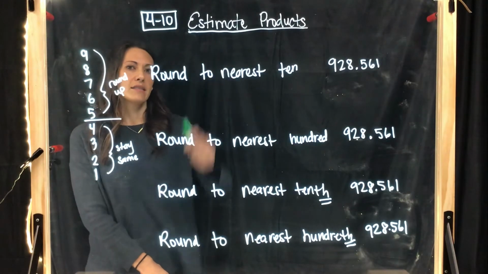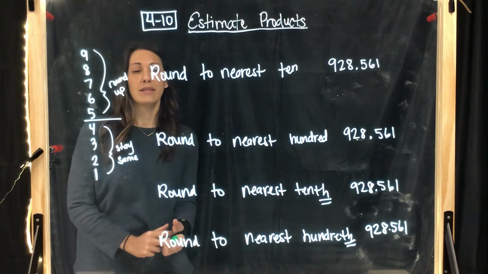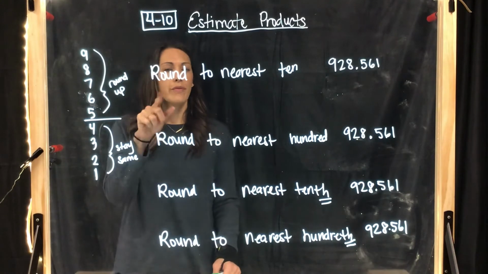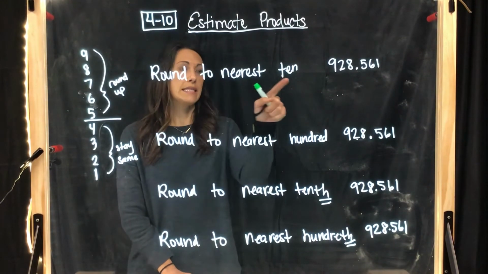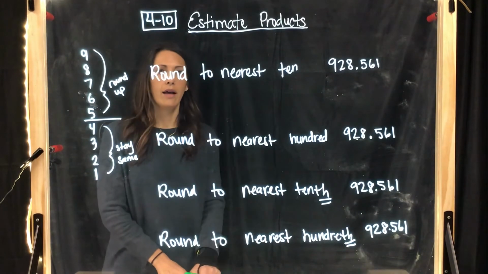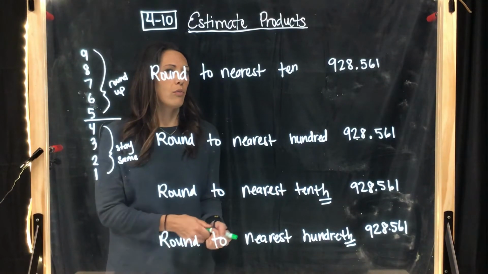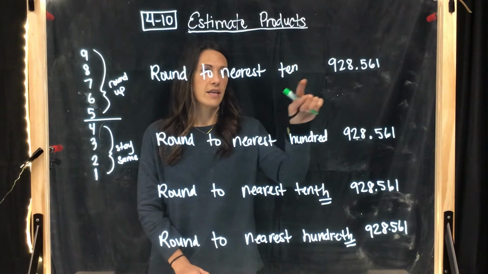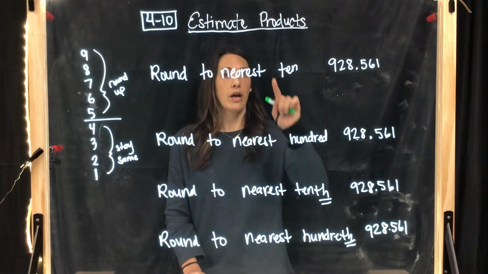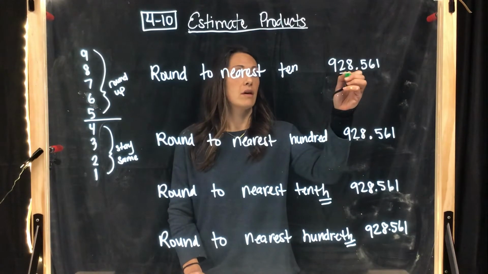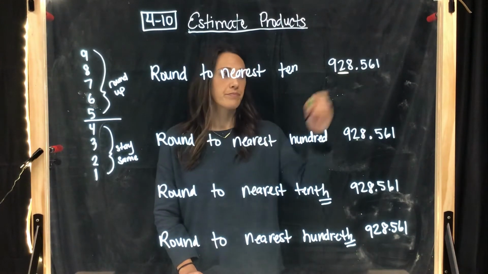Whenever you're being asked to estimate, that's the same as rounding, okay? So let's review the rules for rounding. Round to the nearest 10 is the first problem. Whatever it's asking you to do, you underline what it's asking. You should underline the number in the tens place, which happens to be 2.